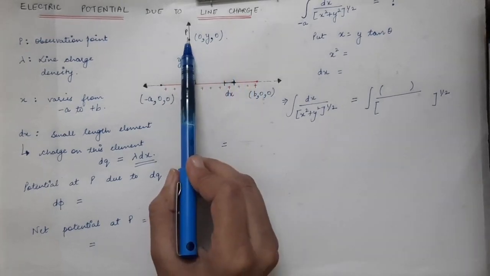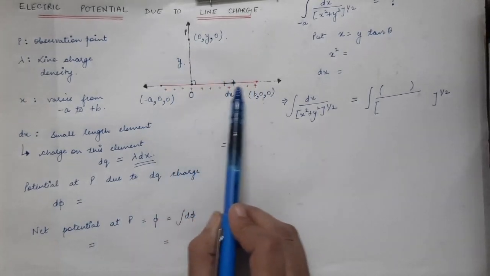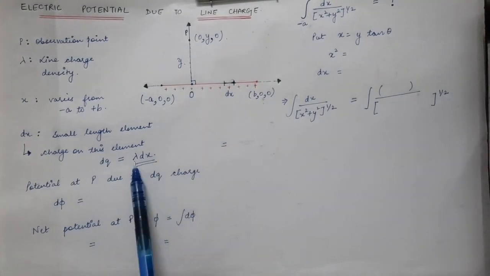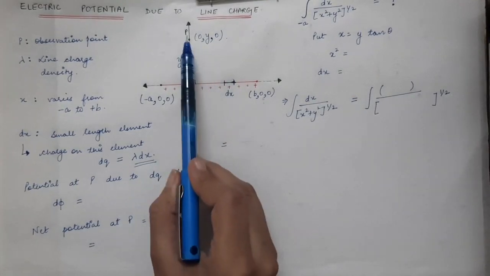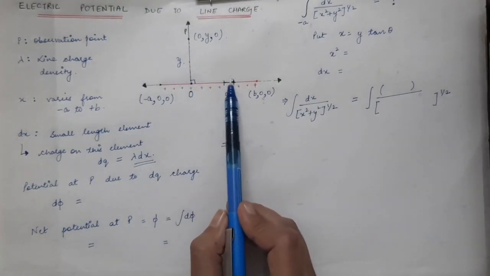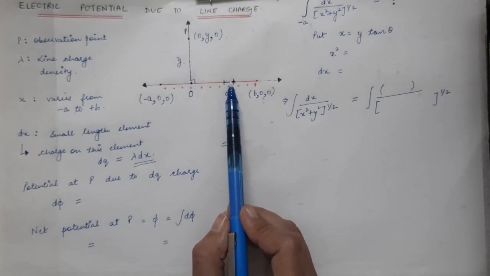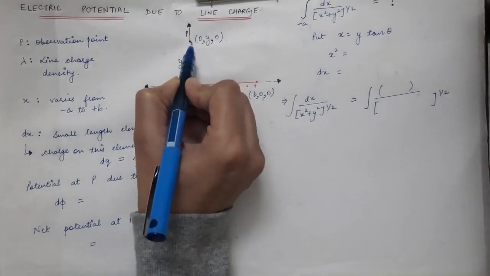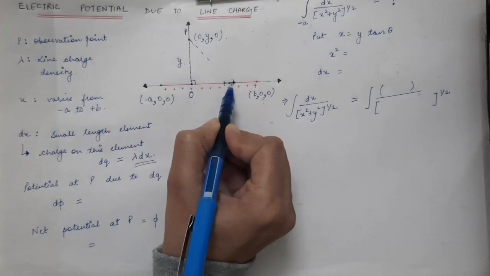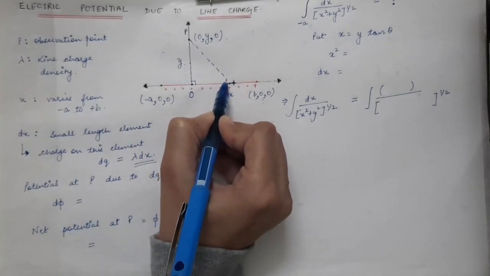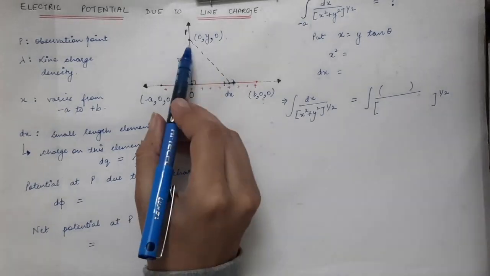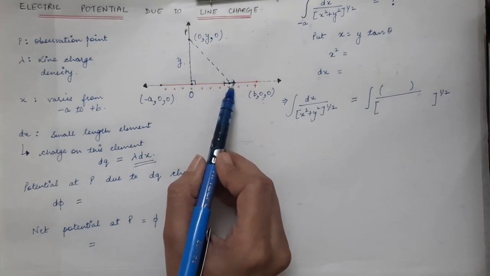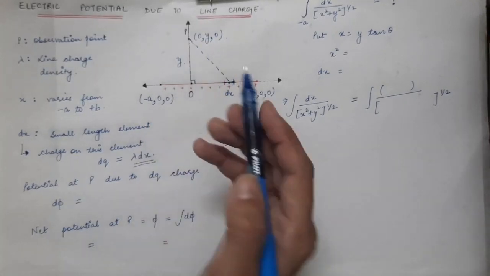So that will give us the total potential at P point due to this whole system of line charge. So the charge on this small length element is equal to lambda into dx. What will be the potential at P due to this dq amount of charge? To find the potential, we must know the distance of the observation point from the particular charge which we are talking about. So this slanting length must be found out, the distance of this particular charge from the observation point.